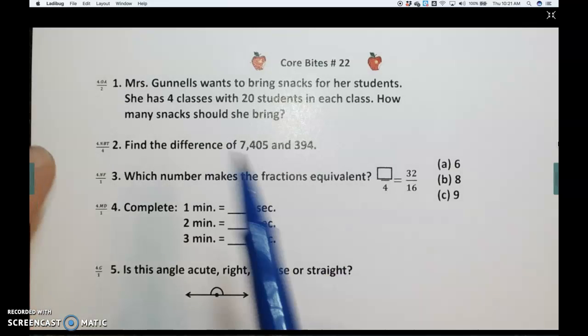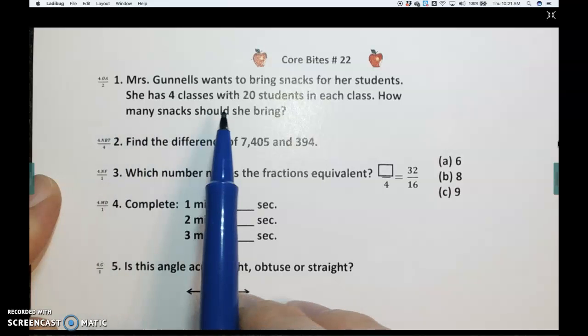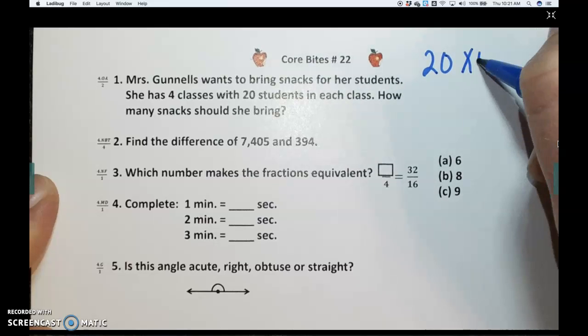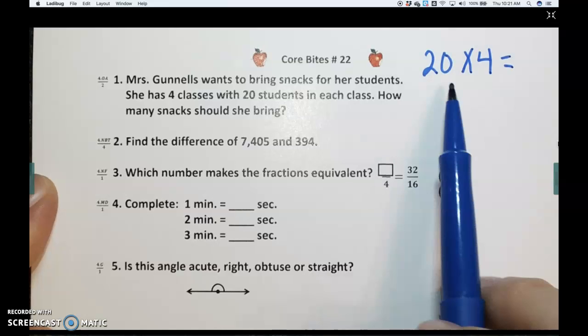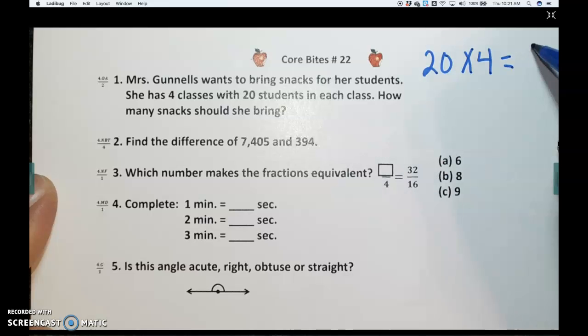So number 1 says, Mrs. Gunnels wants to bring snacks for her students. She has 4 classes with 20 students in each class. How many snacks should she bring? So what we do, every class has 20 students, and we know that she wants to make sure that she has enough for all 4 classes. So if we do 20 times 4, what you can do, we have the 0 here. So you can say 4 times 2 gives you 8, and then just add the 0, and you get 80 snacks. So your answer for number 1 should be 80 snacks.